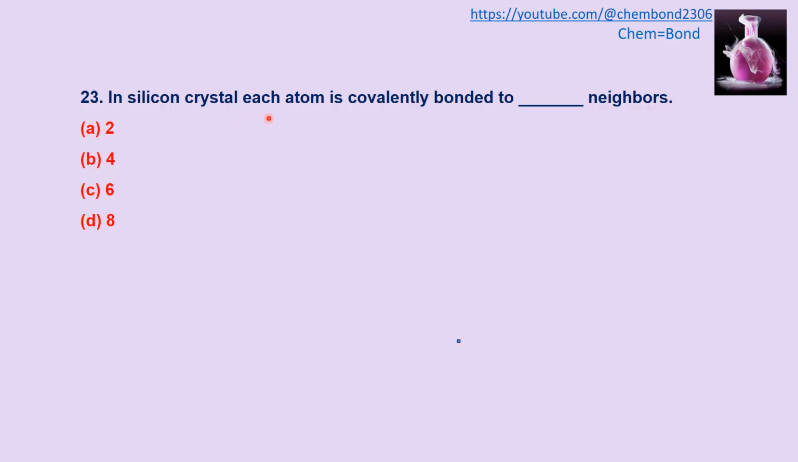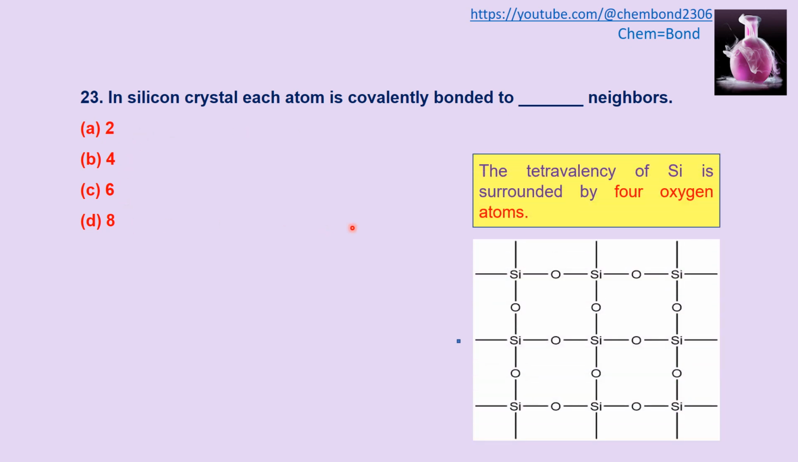In silicon crystal, each atom is covalently bonded to dash neighbors: 2, 4, 6 or 8. The tetravalency of the silicon is surrounded by 4 oxygen atoms. So here if we look at the silicon, it is surrounded by 4 neighbors: 1, 2, 3 and 4. It is surrounded by 4 neighbors, or we can say it is surrounded by 4 oxygen atoms.